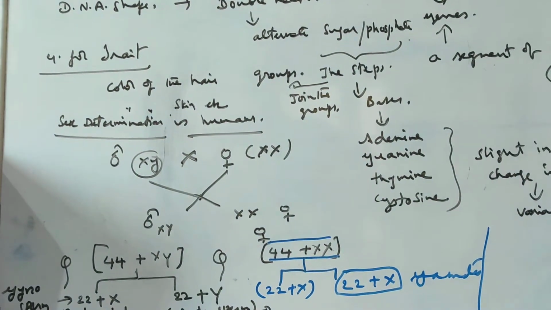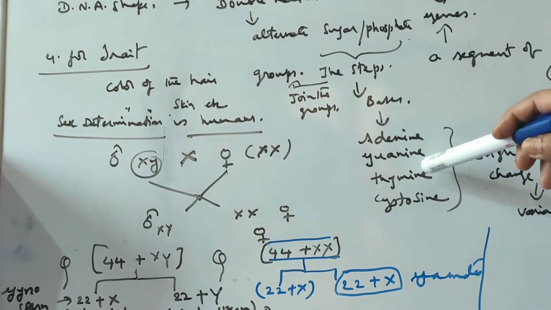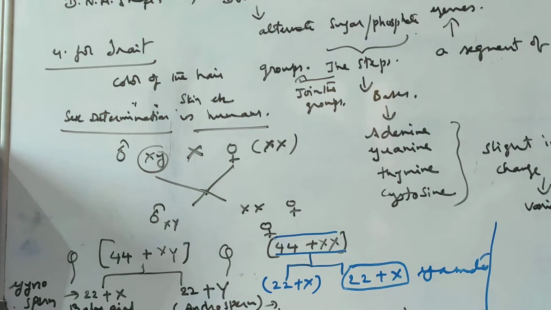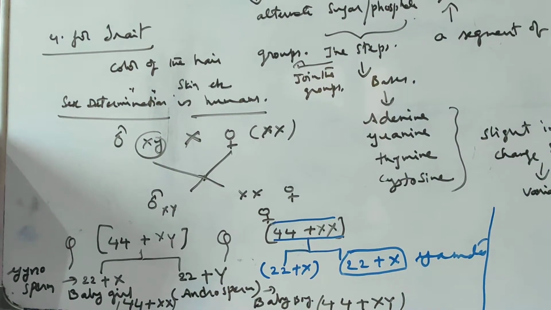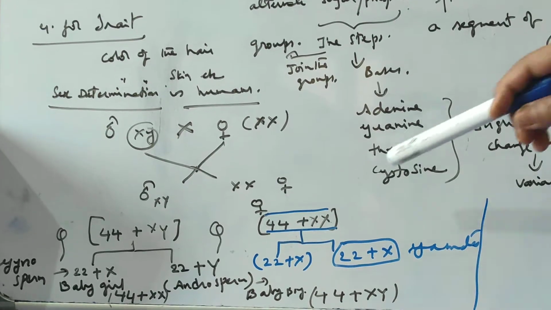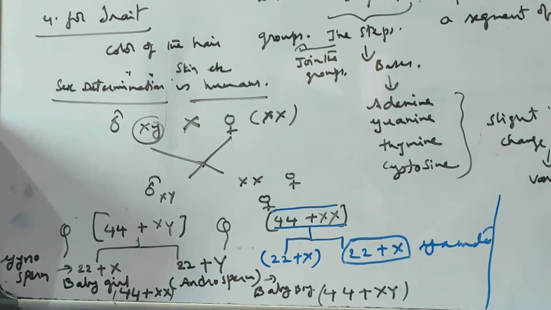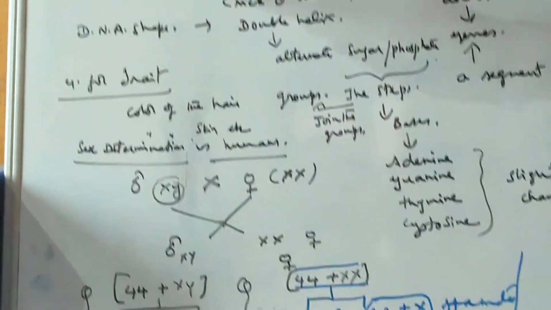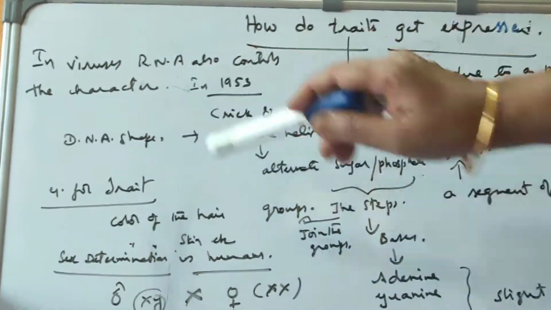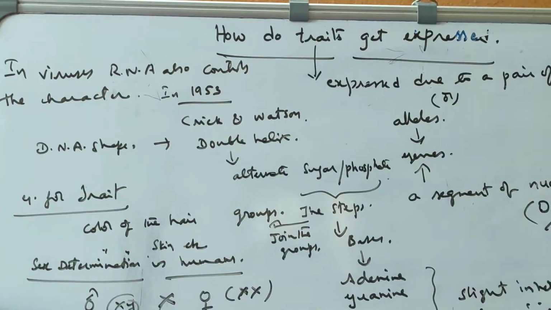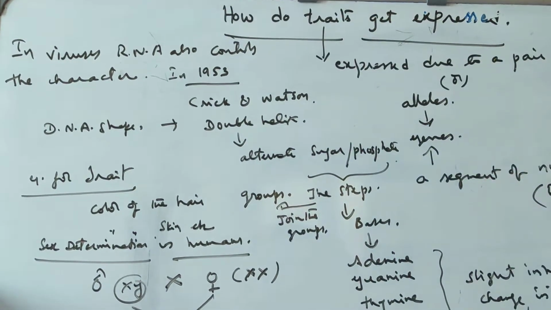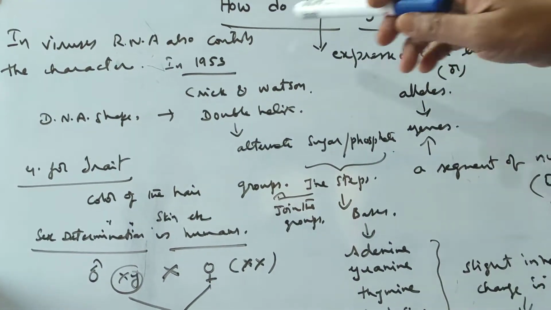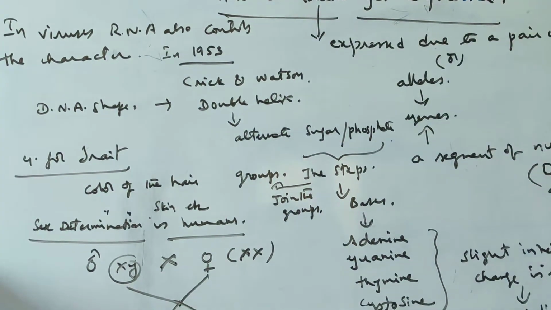These are the chemicals, and they are the causing factors for these heritable characters. A slight change in them will lead to variation. In viruses, RNA also controls the character, but in other cases only the DNA controls the characters. This was first discovered in 1953 by Crick and Watson.